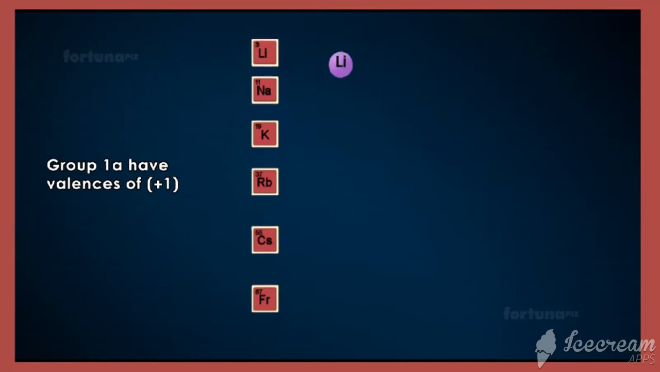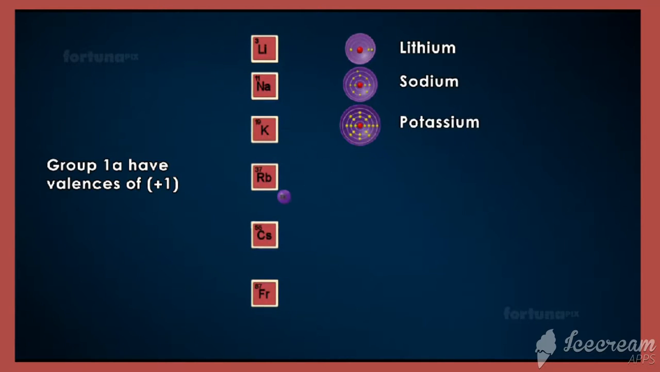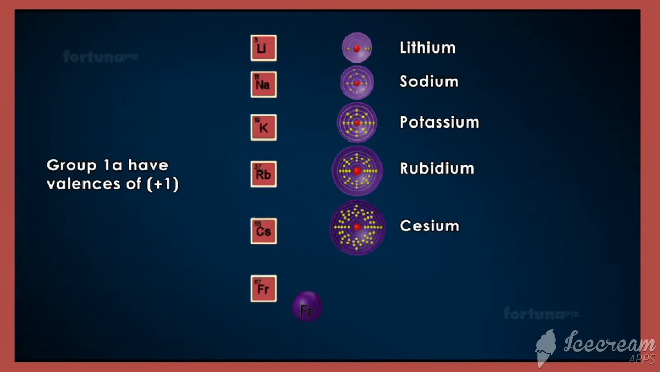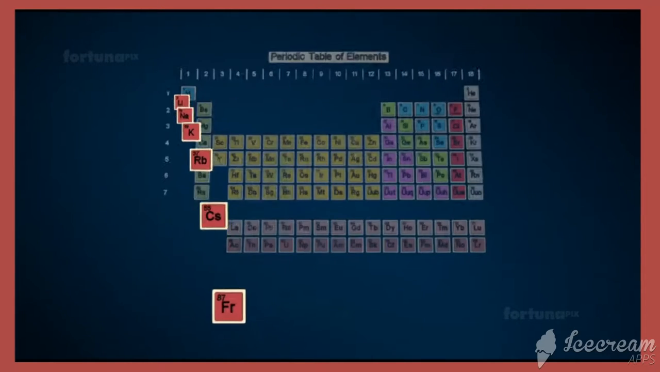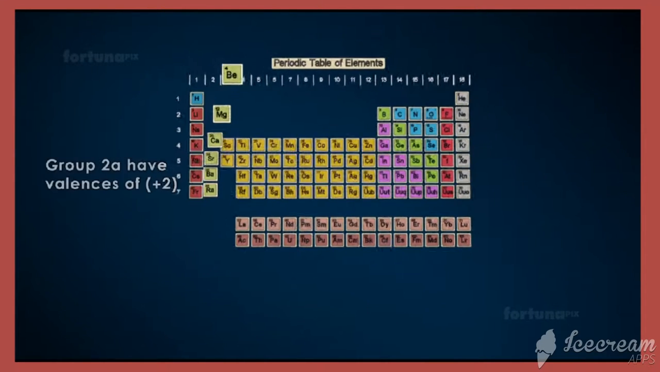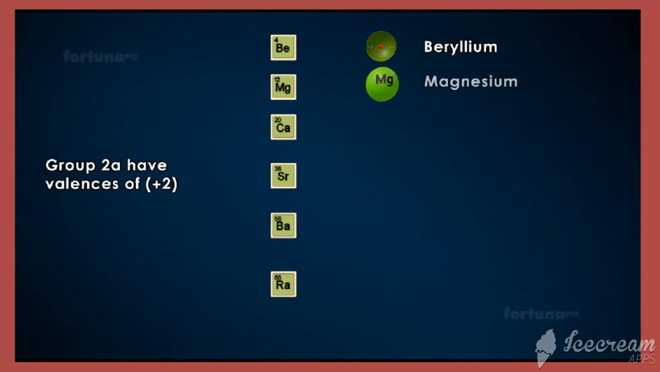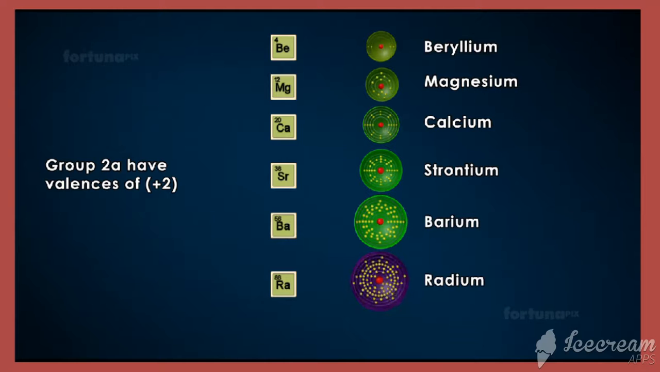These elements are lithium, sodium, potassium, rubidium, cesium, and francium. Atoms of group 2A have valences of +2. These elements include beryllium, magnesium, calcium, strontium, barium, and radium.